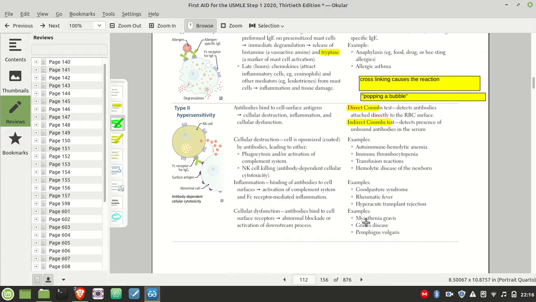Just because you have to understand what the pathology of each of these things is. It's literally just antibodies attaching to things. That's causing the problem. So you don't even have to memorize, oh, it's specifically Goodpasture, oh, it's myasthenia gravis. Just think about how myasthenia gravis works. Boom, there you go. You don't have to remember these things.